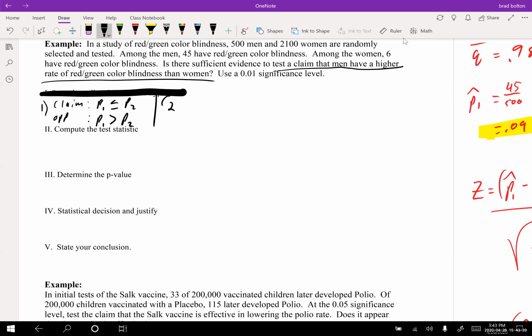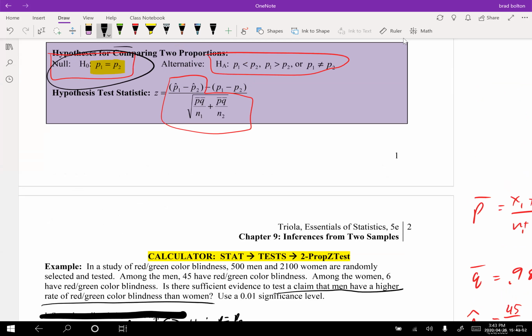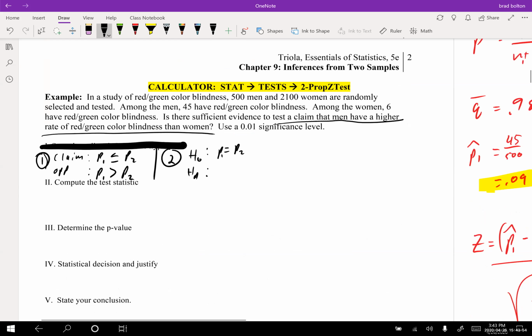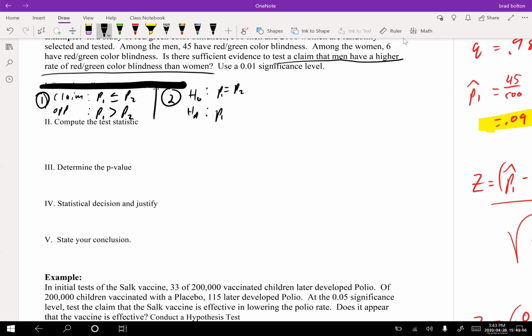So now our step 2 will be the null and the alternate, just like we've been doing. And the null will be that P1 equals P2. And that's what this said would happen right here, right? And then the alternate would be that population 1 proportion is greater than population 2 proportion, meaning that men have a higher rate of red-green color blindness than women. Okay, so that's what we're trying to test.